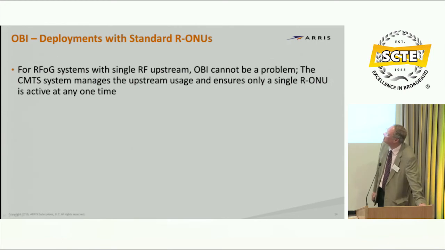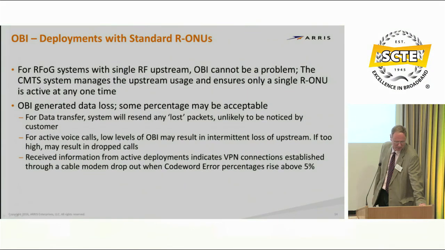So, in an RFoG system with a single RF upstream carrier, so it's not using 4 bonded carriers, you can never get OBI. The CMTS will control the upstream transmitters to only allow 1 device to operate at the same time, so OBI can never be an issue with a single upstream carrier. But when you have more than 1, you're going to get some OBI-generated packet loss. The question is, how much can you live with?